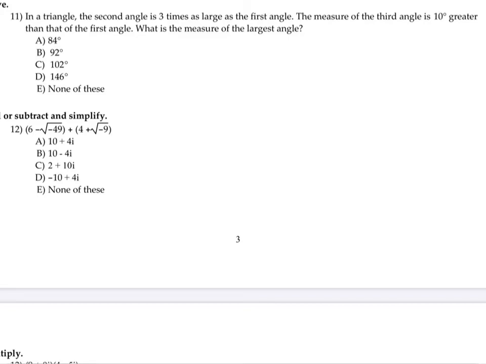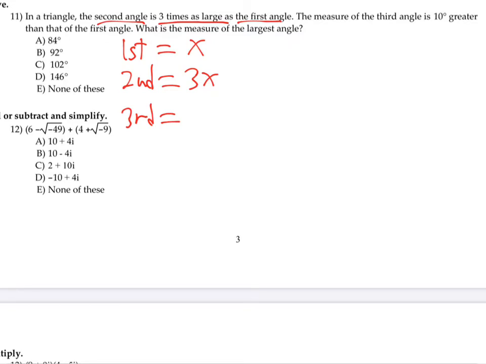Well, what I think will help in this case is to write first angle, second angle, third angle. So it says the second is 3 times as large as the first. So you can do x for the first, and 3x for the second. Does that make sense? The second is 3 times as large as the first. Can you take it from there?